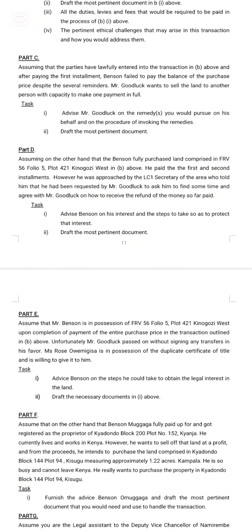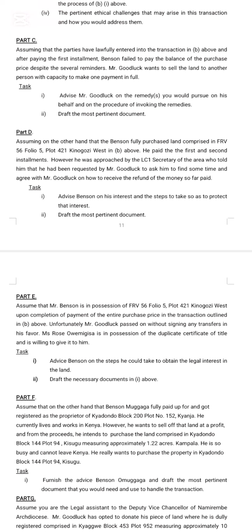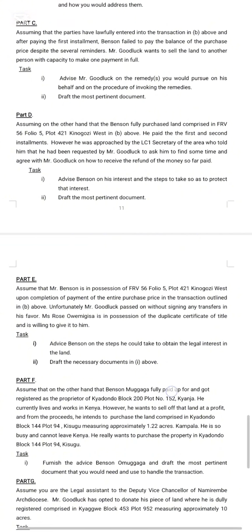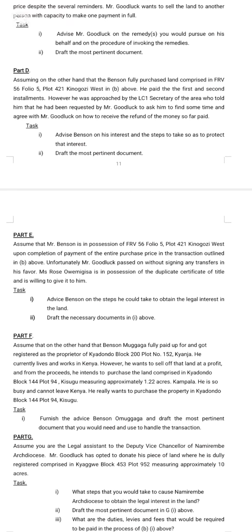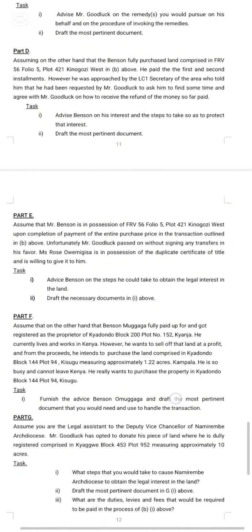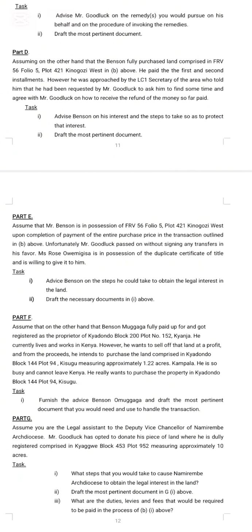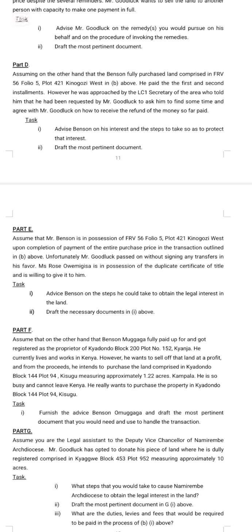So basically here, Goodluck, what he can do, he can serve a notice of intention to sue and then proceed to court by plaint to sue for specific performance or suing for the breach of contract, which basically is to be paid the remaining balance. And the most important document here would be a plaint for breach of the contract, asking for specific performance to pay the balance.